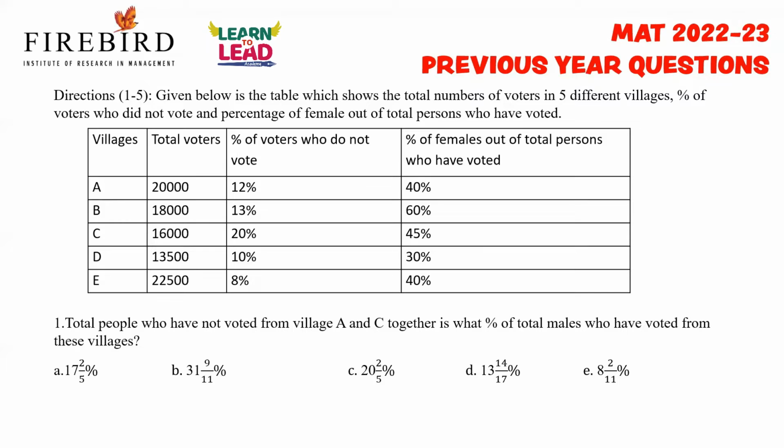See, in village A, 20,000 are the total voters, among which 12% of the voters do not vote. Now let us calculate. You have to calculate what is 12% of 20,000. 10%, I know it is 2,000. 1% is 200, 2% is 400. So if I add all these values, I'll get 2,400 voters. They do not vote.